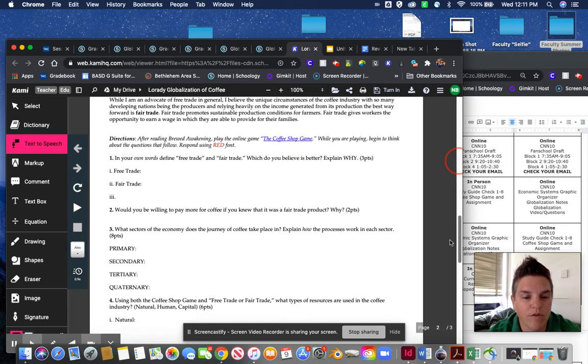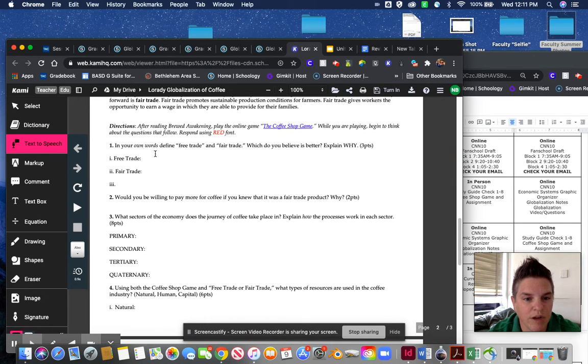So, going over the questions, number 1, in your own words, define free trade and fair trade. Which do you believe is better? Explain why. So, here, free trade, 2. Fair trade, 3. Free trade and fair trade are to be answered right here. And then this part, you answer which do you believe is better and why. Okay, right here in part number 3.